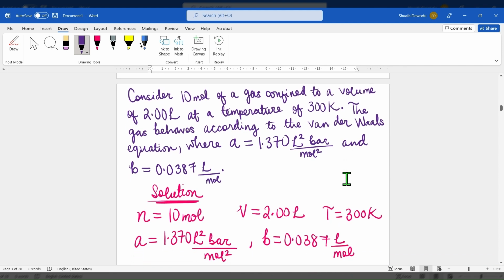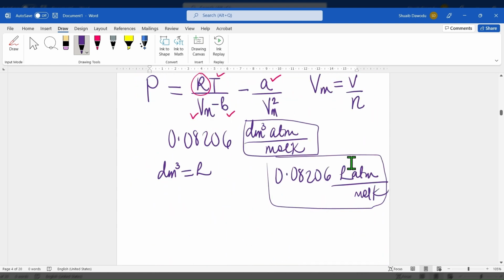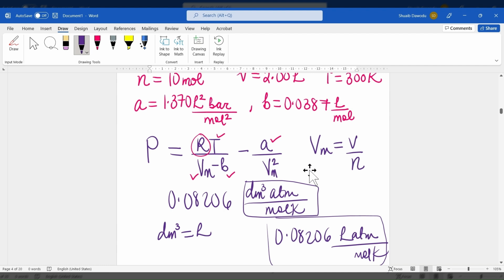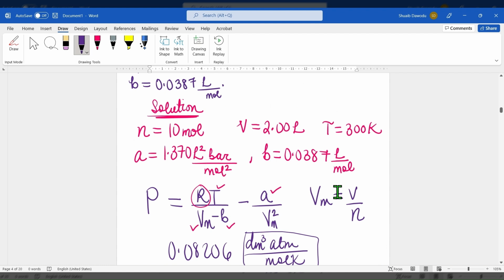Pressure is the only thing that we don't have here, so we're supposed to solve for the pressure. When we solve for the pressure, it's going to end up being in atmospheres. But before we go on to solve it, we see volume matches dm cube, we see mole, we see Kelvin. The only thing that is different is that the unit for pressure in the value for A, the van der Waals parameter A, is bar.